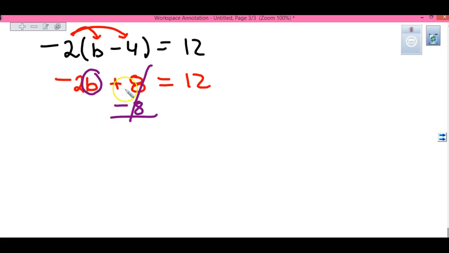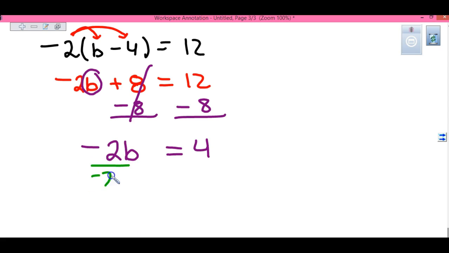So the inverse of plus 8 is minus 8. What you do to one side, you do to the other. Negative 2b is equal to 4. Then we have to divide by negative 2 on both sides. That means b is equal to negative 2.